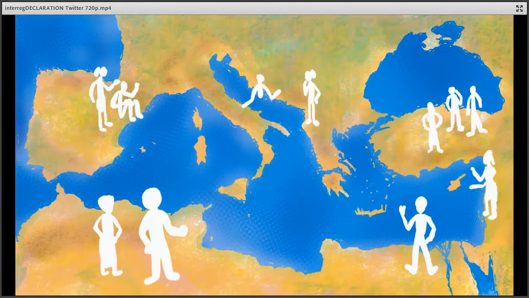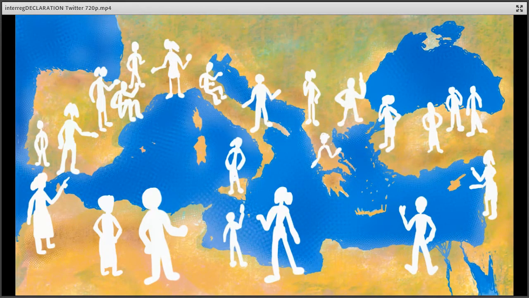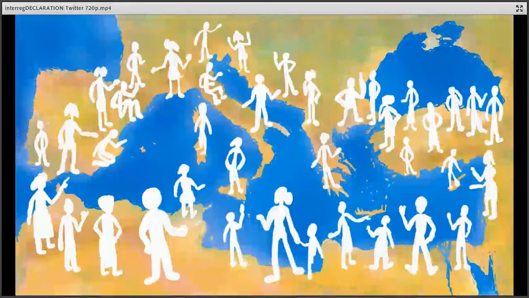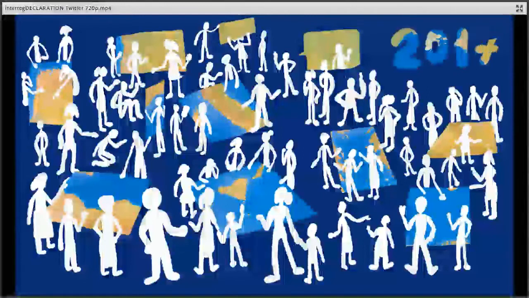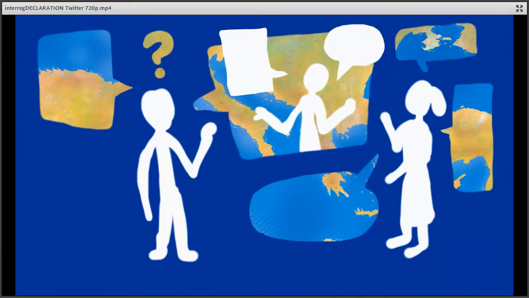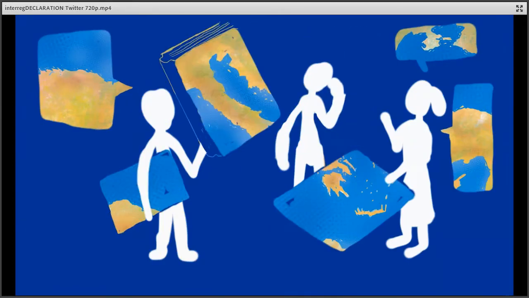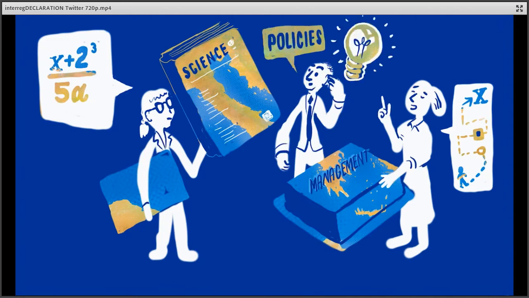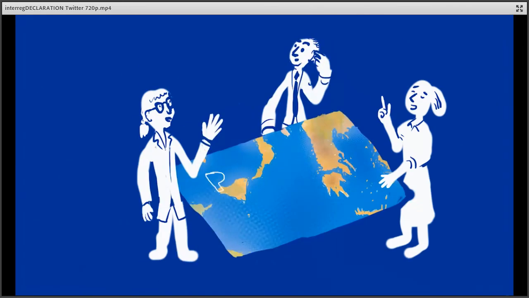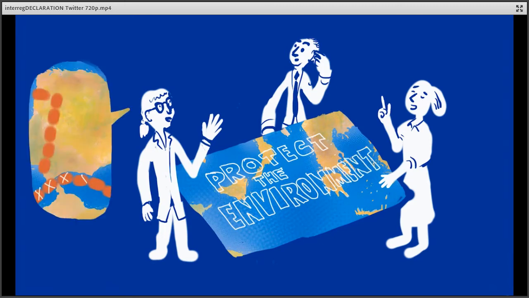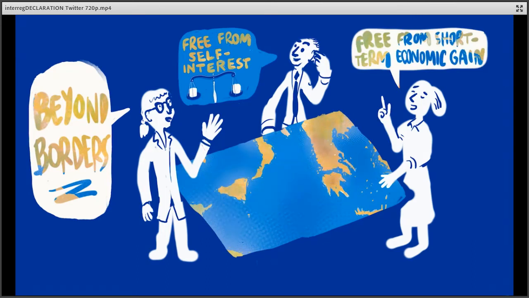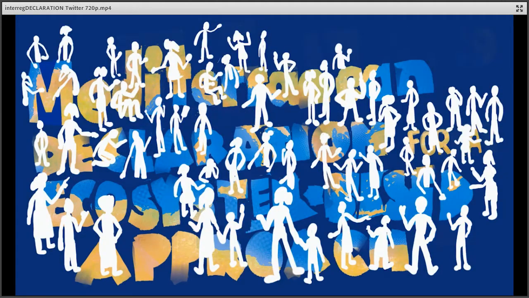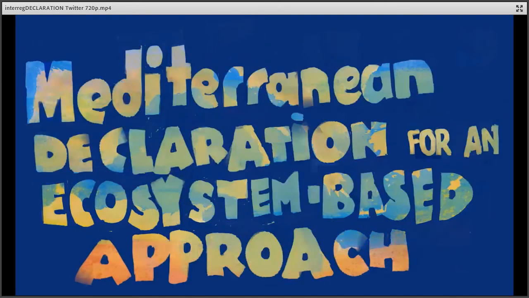Many Mediterranean people, social organizations, companies, and institutions are well aware of this need. Our community, over 200 partners in the region, has worked for 3 years to create a common base for our shared goal. We have practiced a constant dialogue, exchanging experiences and knowledge, linking science, management, and policy actors. We have discovered that solutions to protect our environment need to be designed beyond borders, free from self-interest and short-term economic gain, and have then created the Mediterranean Declaration for an ecosystem-based approach.